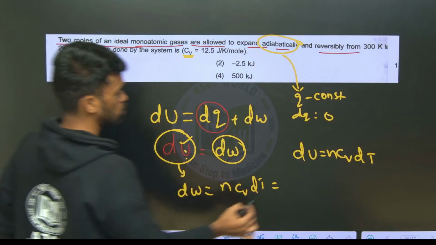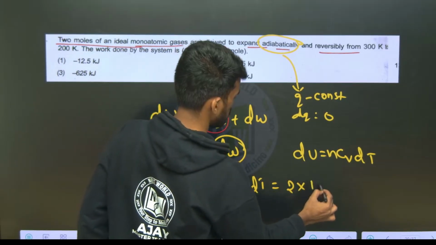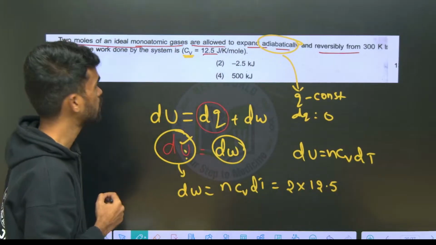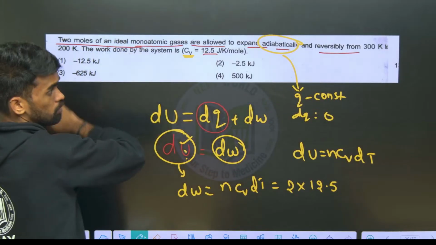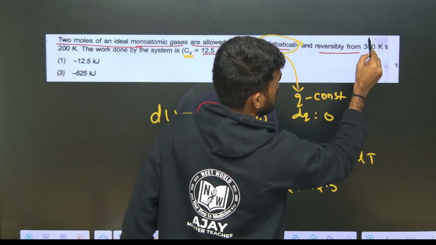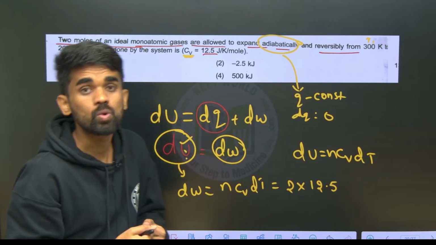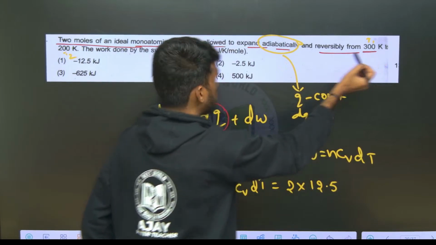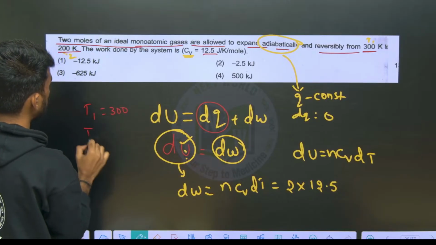So n is 2 moles and here Cv is 12.5 joule per Kelvin per mole, into dT. So dT is how much? Initial temperature T1, final temperature T2. During expansion, cooling takes place, I mentioned. It means the initial temperature will be more, the final temperature will be less. T1 equals 300, T2 equals 200.